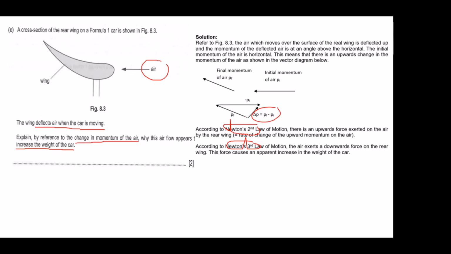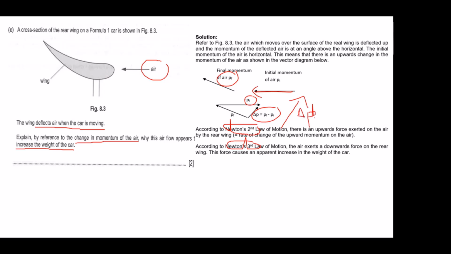Right, so this is my P final, because the air seems to have gone up. My P initial goes this way, but because of the negative, it swaps the vectorial direction. So my change in momentum will go in this direction. Okay, so this is my delta P, my change in momentum.